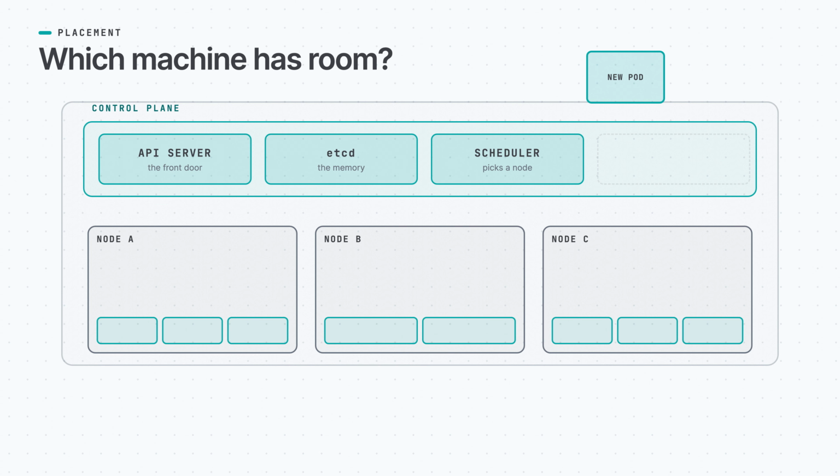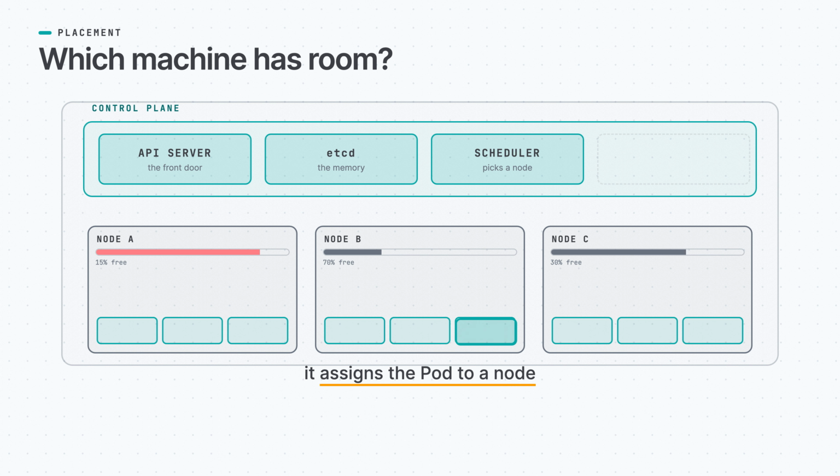Next, a new pod needs a home. The scheduler picks it. It looks at how much memory and CPU the pod asked for, which nodes have room, and any rules you set about where things may run. Then it assigns the pod to a node. That is its whole job.